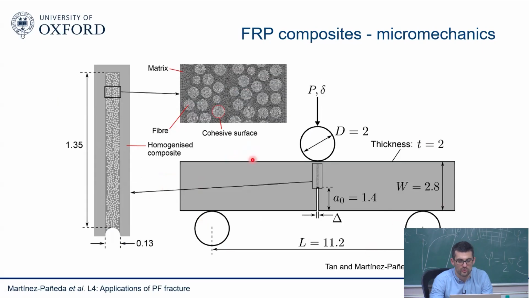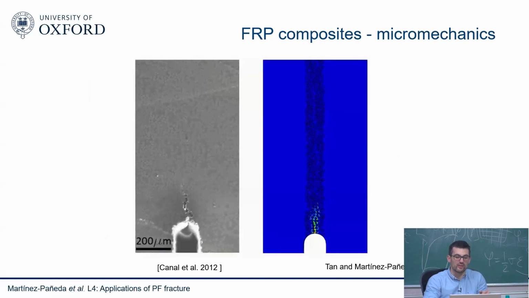So everything we assumed was homogeneous everywhere, except for a region in front of the crack, where, based on the experimental images, we incorporated in our finite element the fibers, the matrix, and their debonding. So this is what we got. So we run the simulation. On the left, you see the experiments. On the right, you see the simulation.